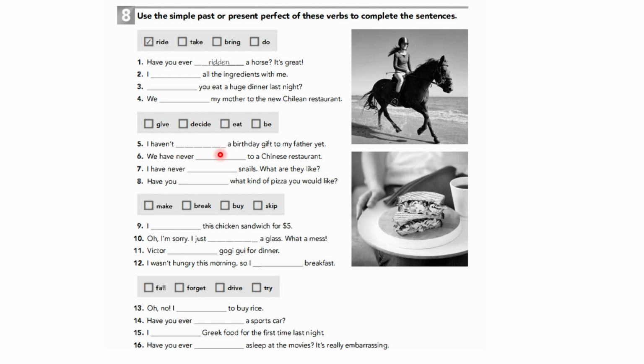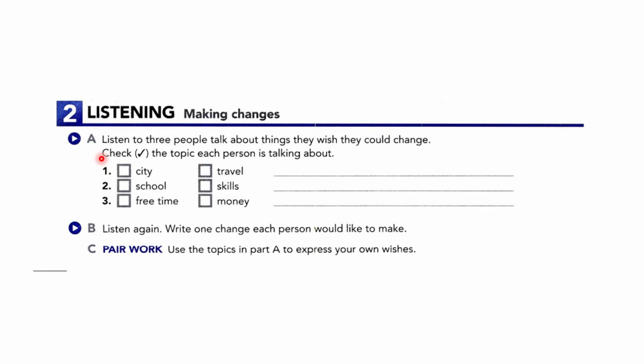Okay, understand. Okay, easy. Piece of cake, easy peasy, right? And the last one, this listening. Okay, so here we have making changes. Listen to three people talk about things they wish they could change. Check the topic each person is talking about. Listen again, write one change each person would like to make.